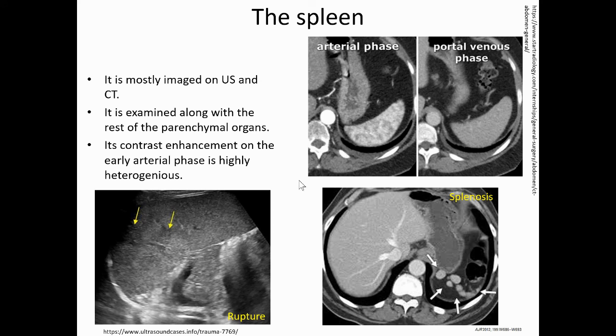And amongst the most common lesions are rupture that we can see. So these yellow arrows on the bottom left image are highlighting an area which is inhomogeneous, and it's more hypoechoic than normal color. And in the right clinical setting, this is suggestive of rupture. And splenosis is quite common when some parts of the spleen forgot to fuse when the patient grew up, and we see them as different entities in the vicinity of the spleen.